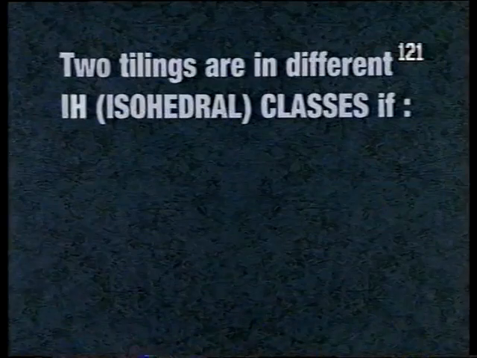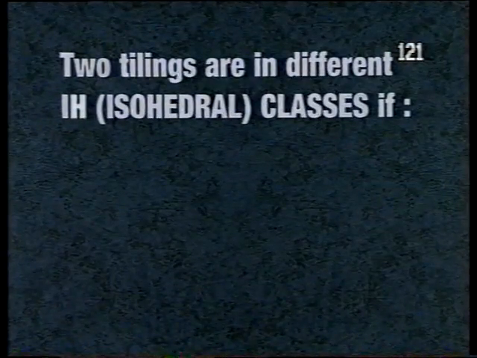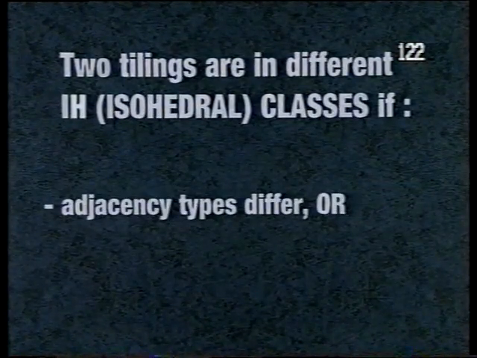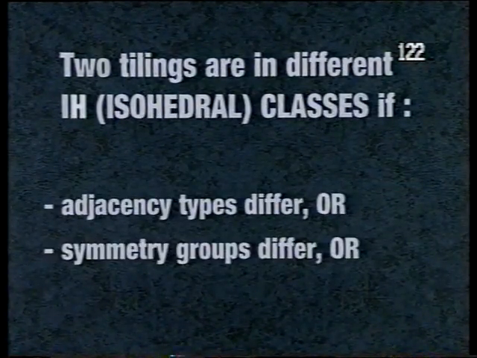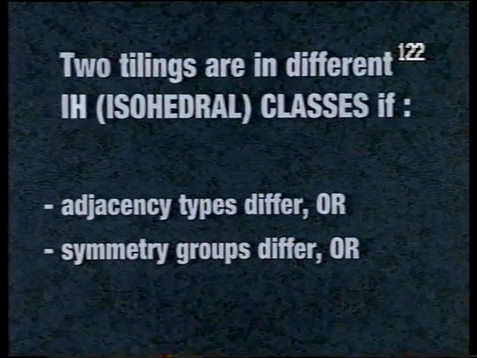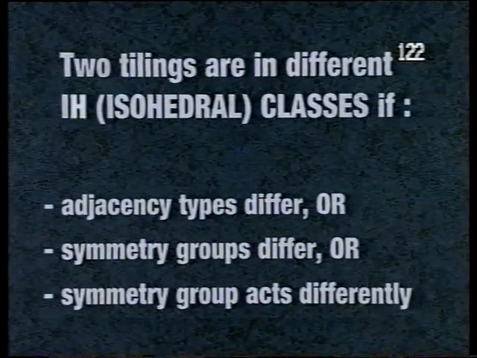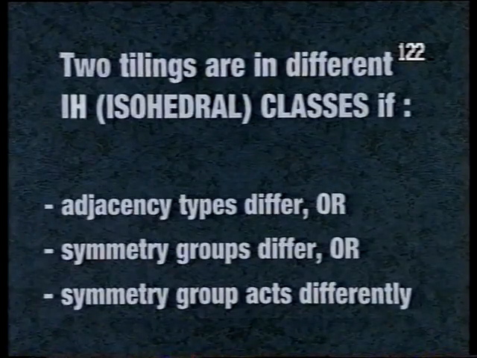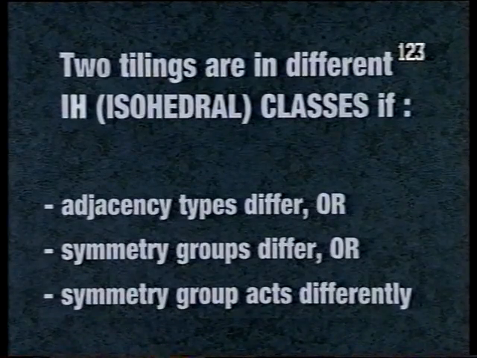What we shall do is to say that 2 transitive tilings are in different classes if, firstly, the adjacency types differ, or, secondly, the symmetry groups differ, or, thirdly, even though their symmetry groups are the same, they act differently on the 2 tilings. This third kind of difference may sound rather abstruse, but actually it's quite easy to detect visually. So let's see examples of all 3 kinds of distinction between transitive tilings.